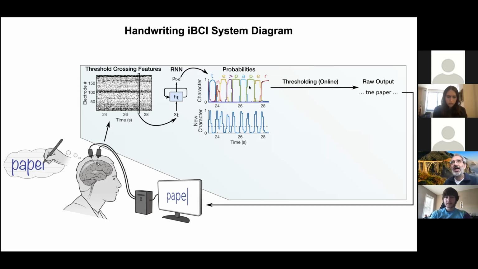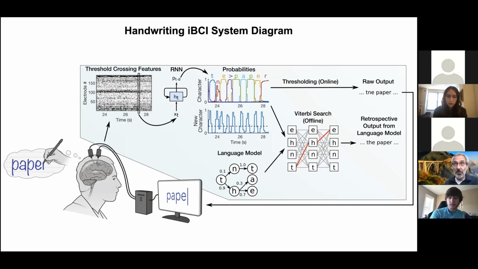Okay, we did online thresholding. Just imagine a threshold along here, and we get the raw output. And in this example, you got TNE paper instead of the paper. That's a mistake. Well, the beautiful thing with the English language is it's a mistake, but you still know what it means. Okay, so we could be satisfied with that. We're not. We want to keep getting that error down, that single character error. And mercifully, as I'll show you in the next slides, that error rate, which I'm showing you to be clear that there are errors, it turns out it's actually really low, even on its own.